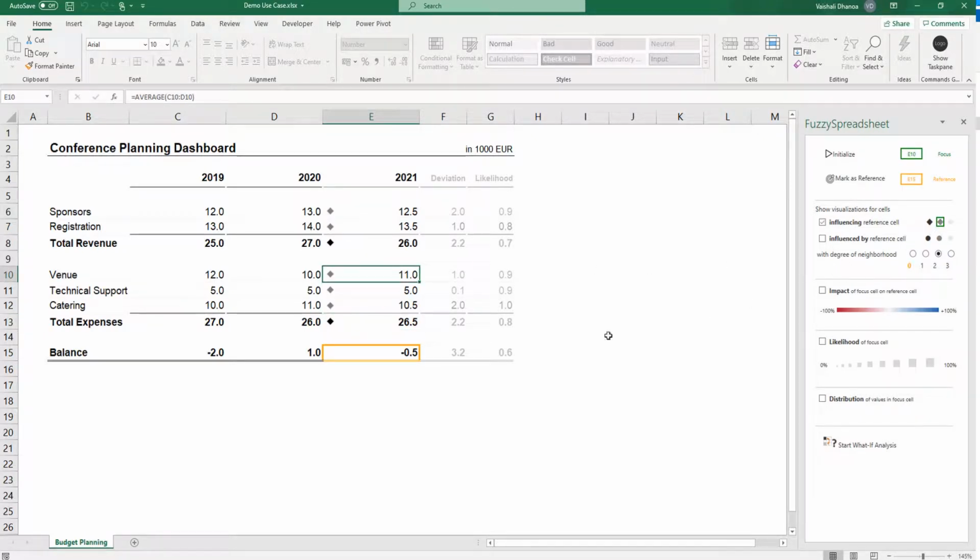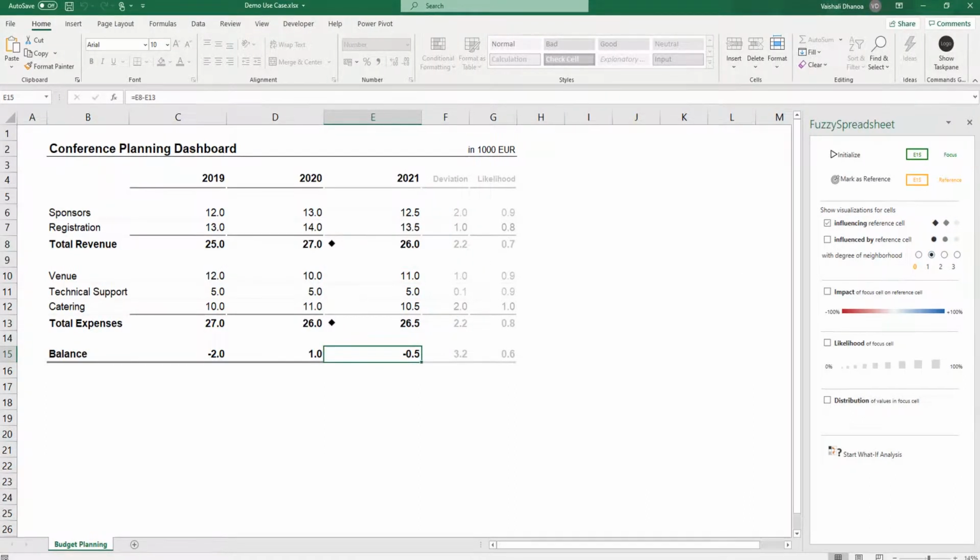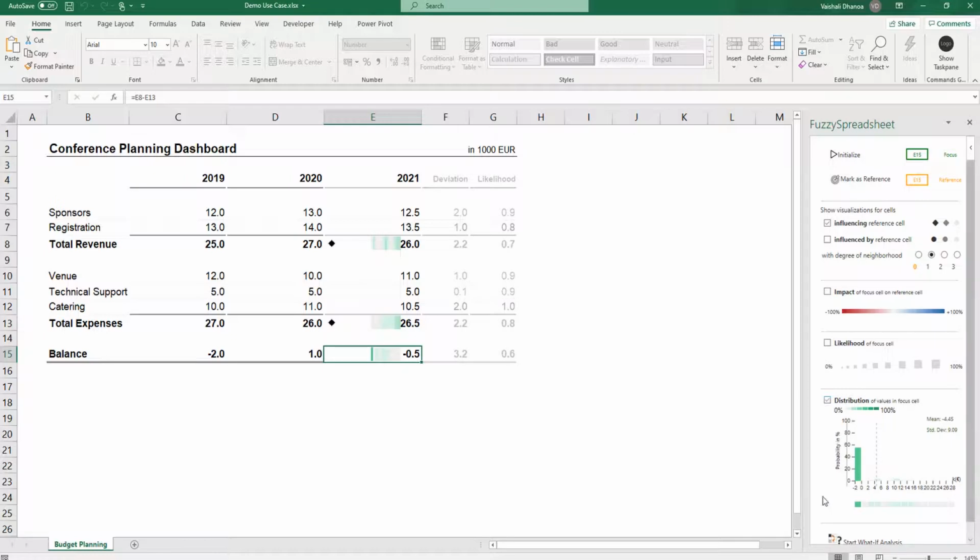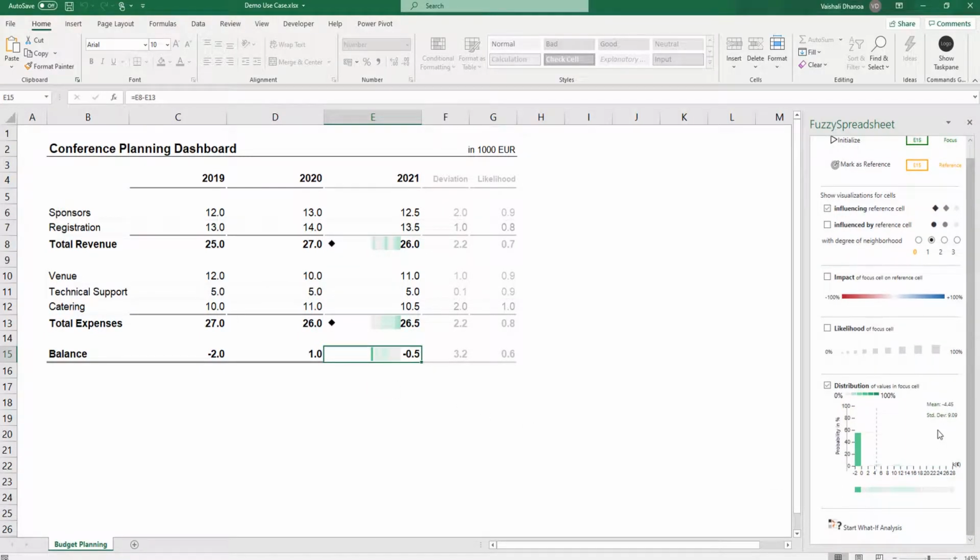For our scenario, let's change the neighborhood degree back to 1 to inspect high-level changes. To analyze the probability of expenses, we activate the distribution option. We see a histogram in our side panel and a heat map encoding within the cells of interest. When taking a closer look at the computed mean and standard deviation values, we see that the balance is negative, which is not our intention.